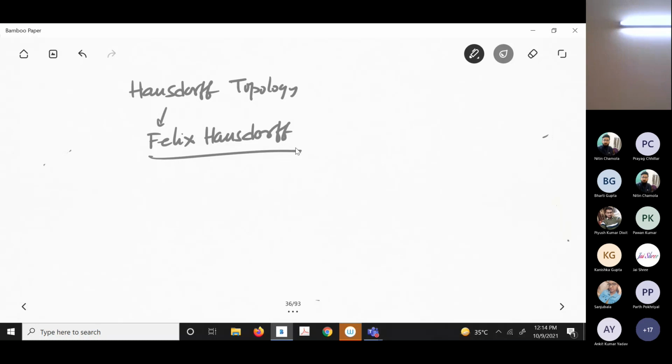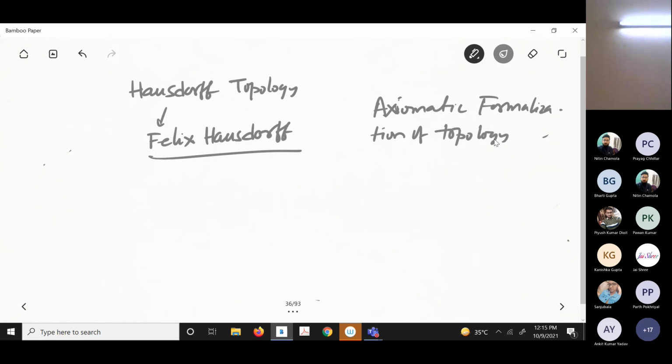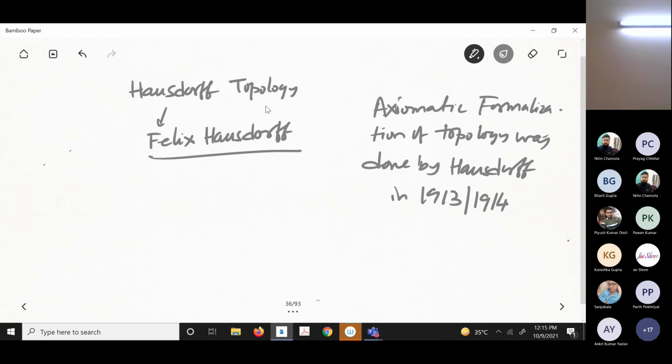Like Fréchet started metric space, but the axiomatic foundation, axiomatic formalization of topology, was done by Hausdorff in the year 1913, 1914. Okay. So in his honor, there is a space called Hausdorff space, Hausdorff topology. What is that? Hausdorff space, or we call it T2 space, after T1. What is this?